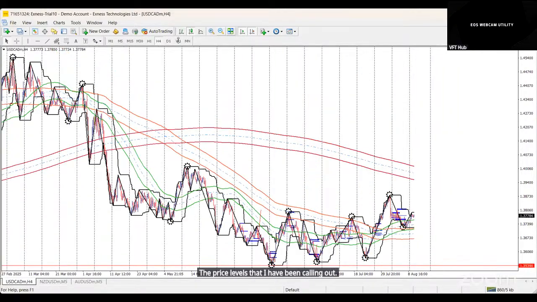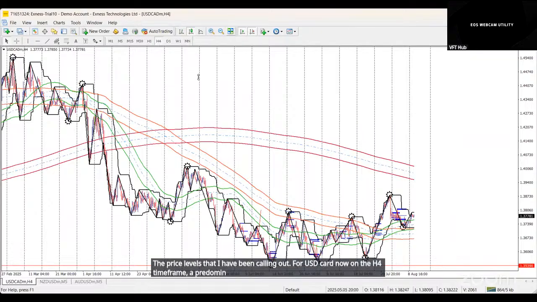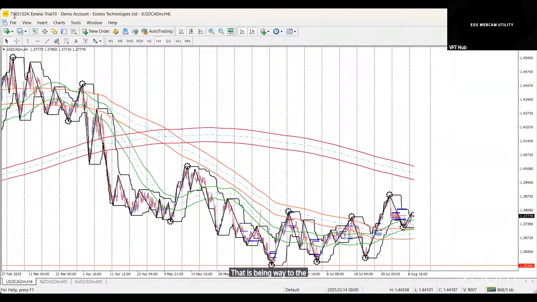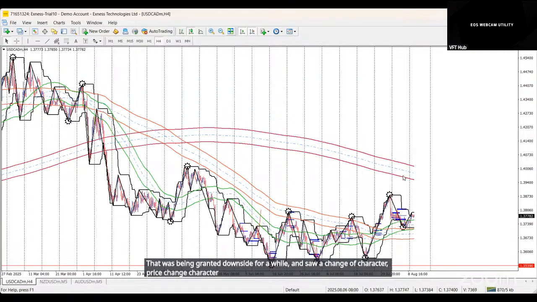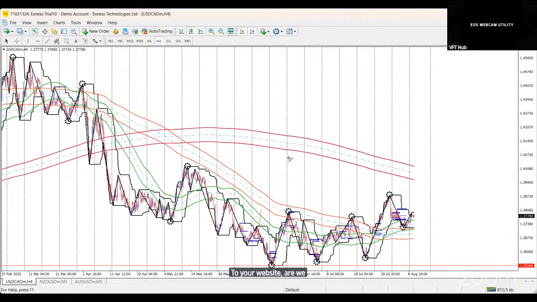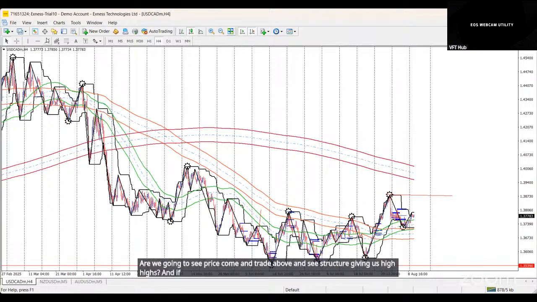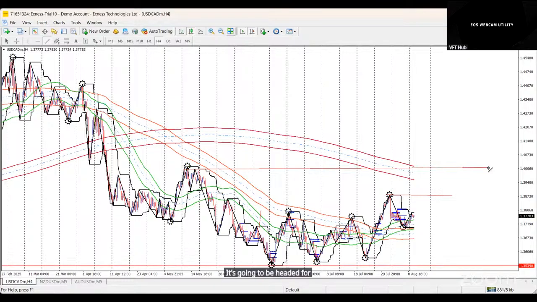For USD/CAD now, on the H4 time frame, a predominant move to the downside. That has been going to the downside for a while. We saw a change of character, price changed character around the zone to the upside. Are we going to see a confirmatory break of structure with this leg? Are we going to see price come and trade above and give us high highs? And if it does do that, where is it going to be headed to? It's going to be headed for our next resistance level, which is in confluence with the indicator, the trend.